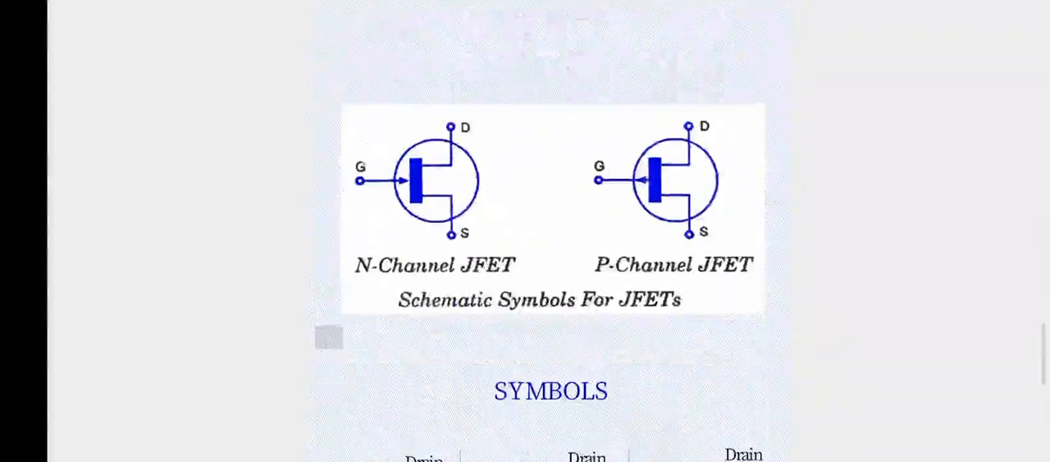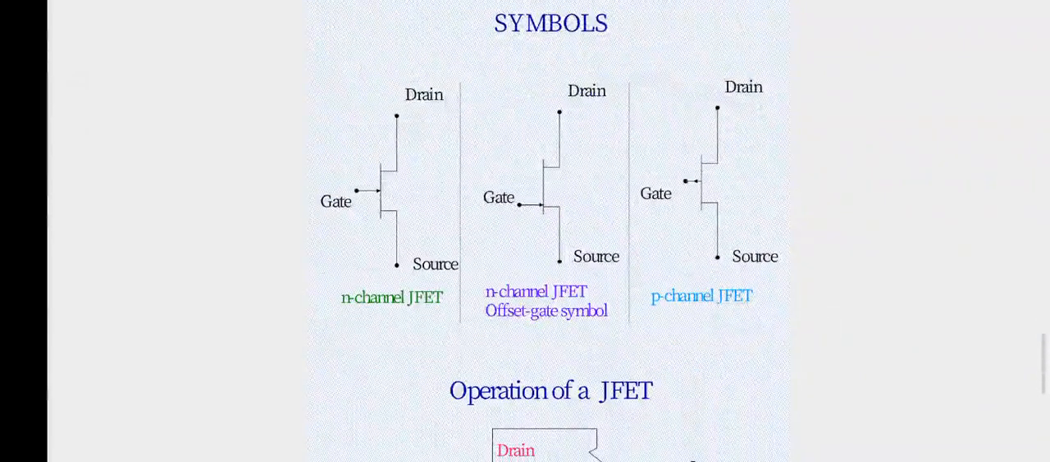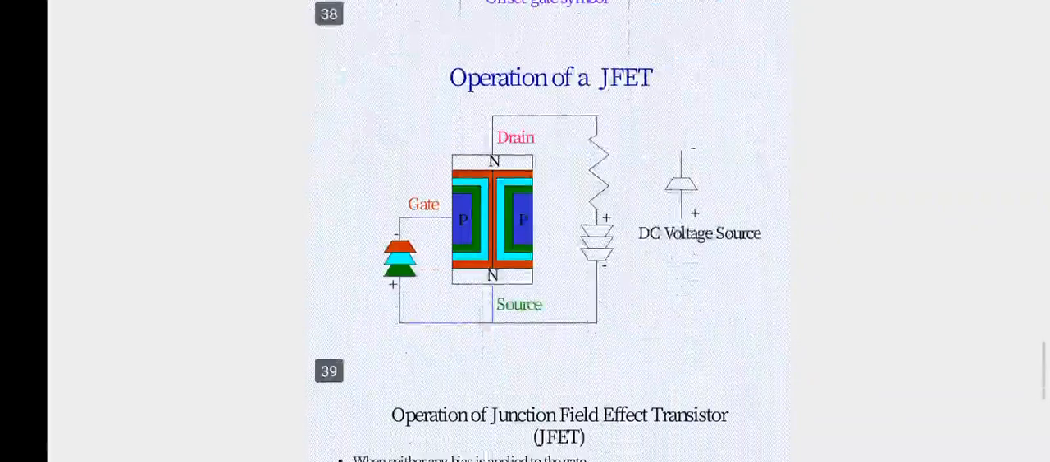P-channel D-MOSFET. These are the diagrammatic representation of N-channel JFET and P-channel JFET. These are the symbol representation of N-channel JFET and P-channel JFET. Then operation of JFET.